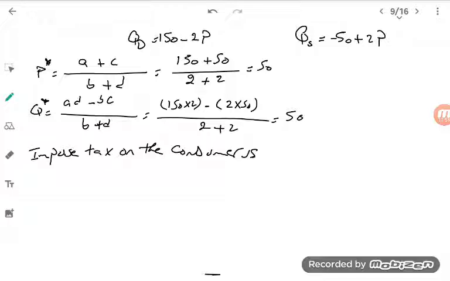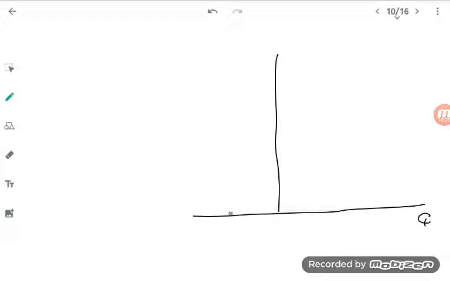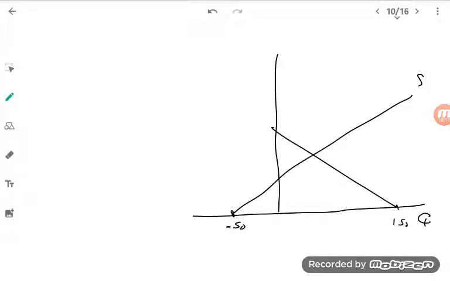Okay, before imposing taxes, let's draw the equilibrium point. This is negative 50, supply, and this is 150. This is the equilibrium point at 50 and 50.